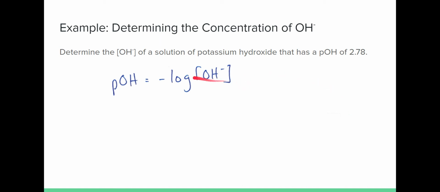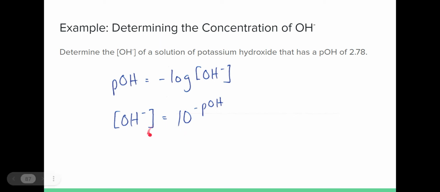If we were to determine the OH concentration of a solution of potassium hydroxide in which we know its pOH, we can use the same alternate form of the pOH equation as we did with the pH equation. pOH is equal to the negative log base 10 of the hydroxide ion concentration, and if I want to rearrange this equation, I can take the opposite of both sides and take the 10 to the power of both sides to get this new alternate form of the pOH equation. The concentration of hydroxide is equal to 10 to the negative pOH power.